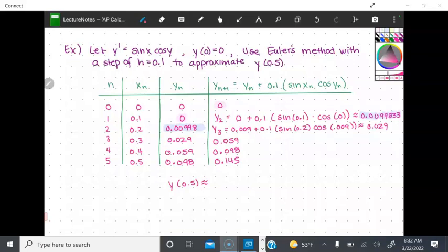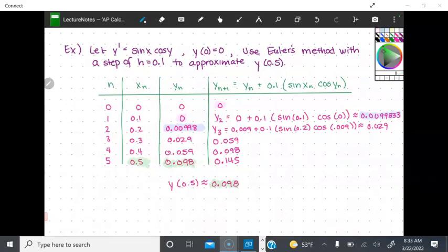It's not 0.145. Exactly. Watch out for that. This is going to be one of the most common mistakes students will make, is they'll go too far. The answer is 0.098. This right here was our answer, because that was the y value for next to 0.5. So watch out for that. This is the next y value. This is going to be our approximation for y of 0.6.